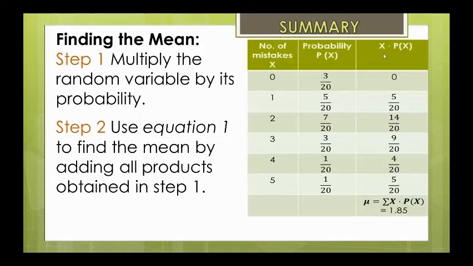Yung summation ng values from the third column. So, use the equation number 1 to find the mean by adding all products obtained in step 1. So, lahat ng value sa third column, i-add lang natin yung lahat, and that is now our value for our mean. So, which is 1.85. So, equation number 1 is mean is the summation of x times p of x.